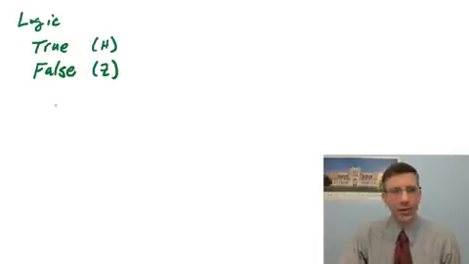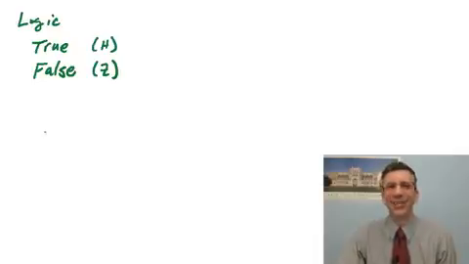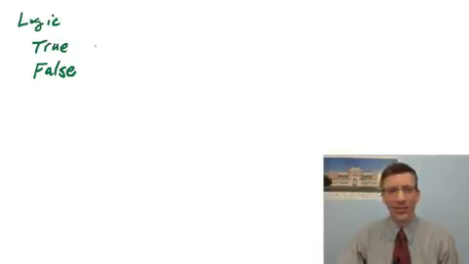Okay, so now, all right, I hope some of you at least are paying attention out there behind your computer. There is no possible logical reason why I would abbreviate true and false as H and Z. Let's abbreviate them as T and F, like normal people.